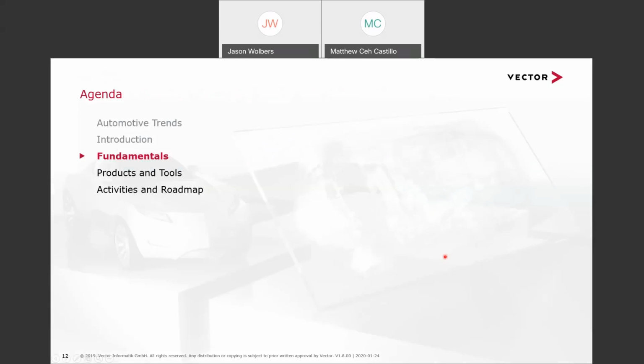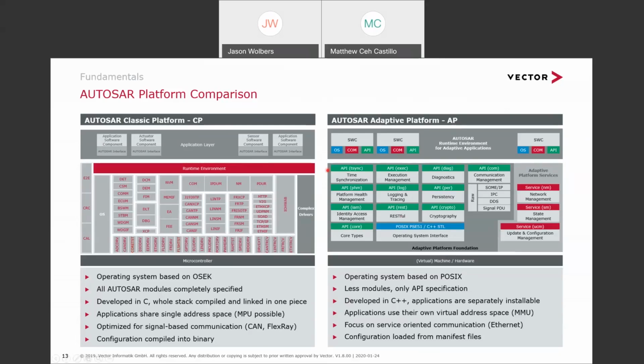Okay, all right, so now let's take a closer look at the modules inside of an adaptive stack, and let's see how those individual modules compare to a classic solution. All right, so on this slide here, we've got a direct comparison. On the left-hand side, you can see the layout or the architecture of an AUTOSAR Classic stack. And on the right-hand side, we have our AUTOSAR adaptive platform.